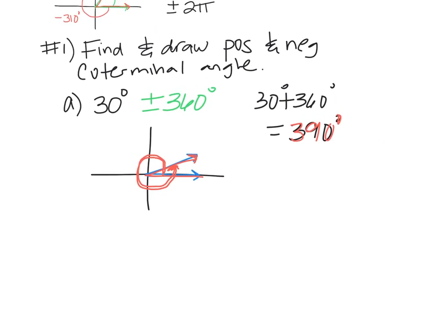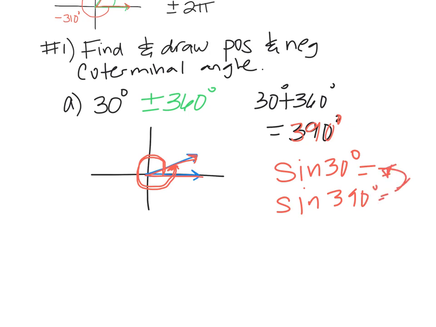And the reason why, I'll kind of jump ahead real quick. If we're going to take the sine of 30 degrees and you're going to take the sine of 390, guess what? These are going to be equal to each other.